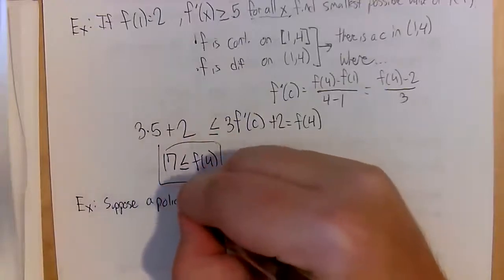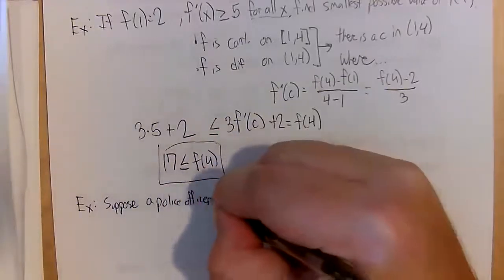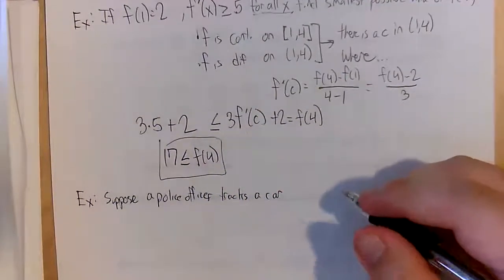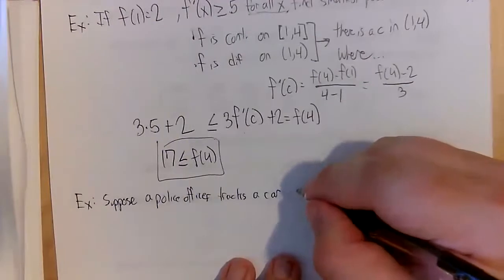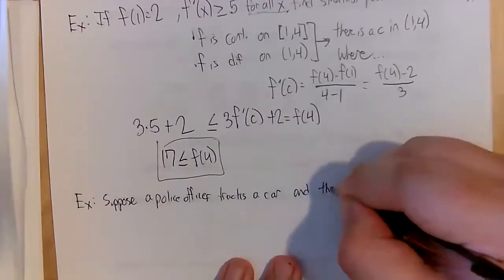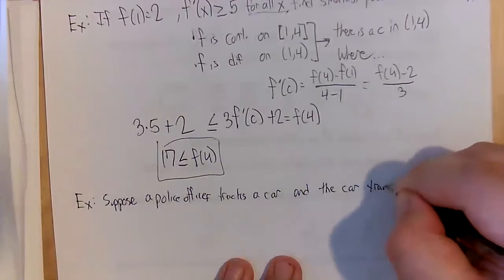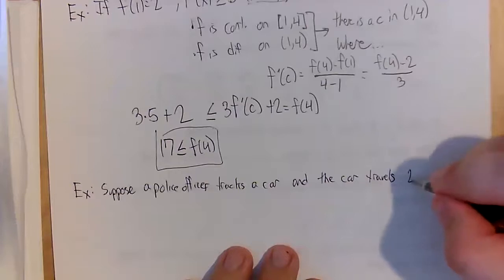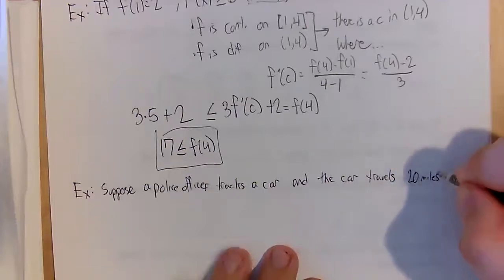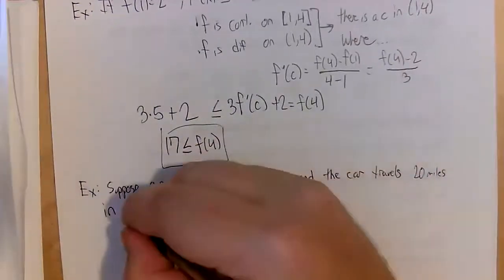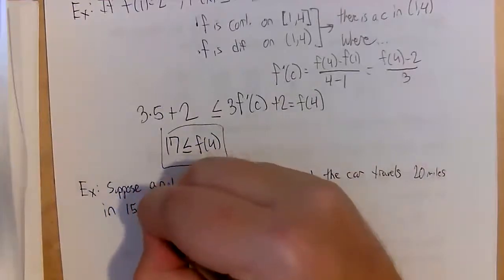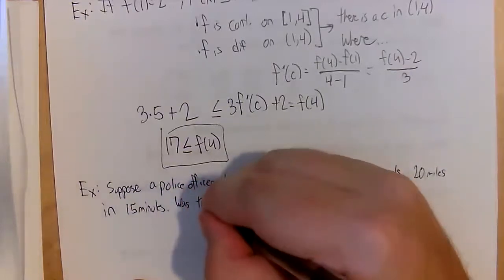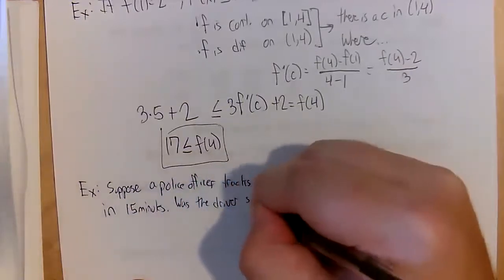Suppose a police officer tracks a car and the car travels 20 miles in 15 minutes. Was the driver speeding?